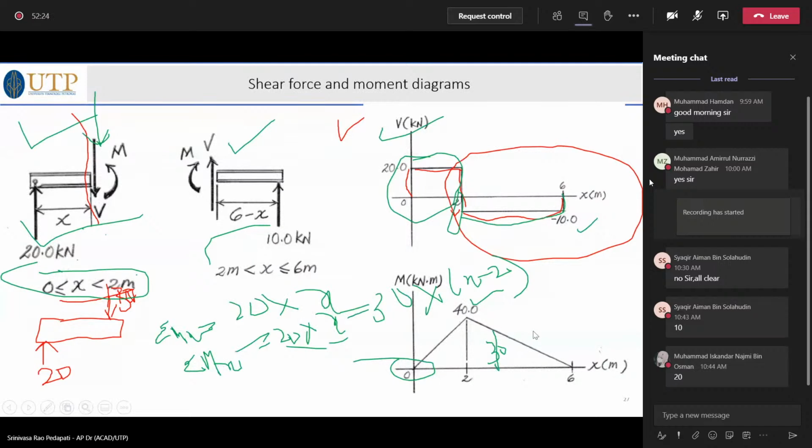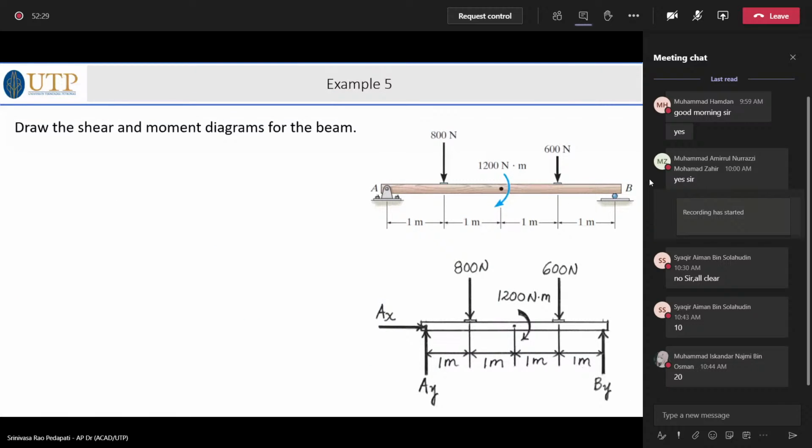So if you take a more complex one, let us try to do this. Draw the shear force and bending moment diagrams for the beam shown in the figure. For this problem, at least find AX, AY, BY. We will proceed further. So try to find AX, AY, BY and tell me what they are. Before we draw the shear force diagram for this, you must know the reactions.